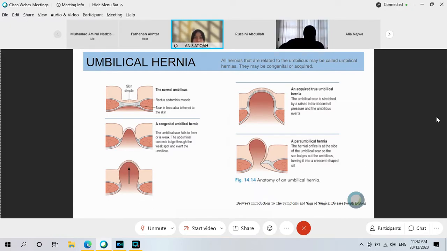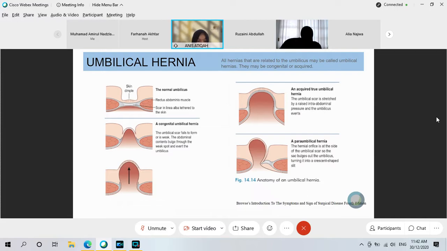Okay, for the next, this is not common hernia. Umbilical hernia is any hernia that is located at the umbilicus part. It can be congenital or acquired. You can see at this diagram, this one is for PITS patient. You can see the first diagram. There is a scar in linea alba tethered to the skin. And for the second one, congenital umbilical hernia, the umbilical scar fails to form. There is no white sheath.